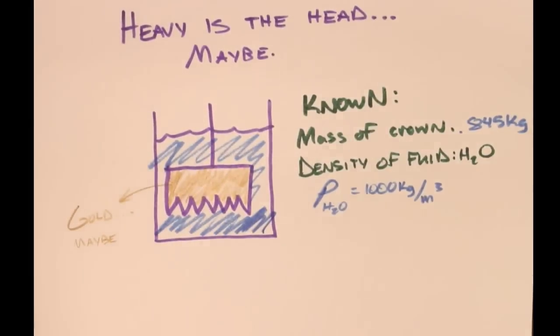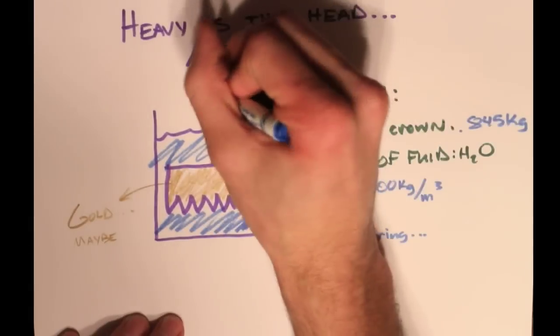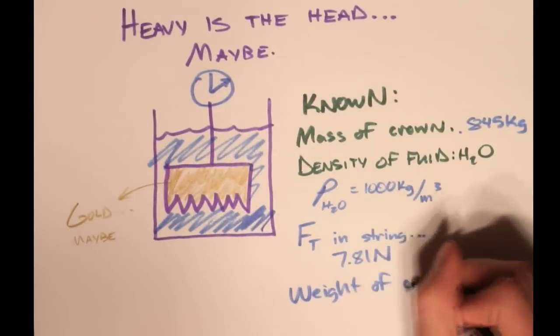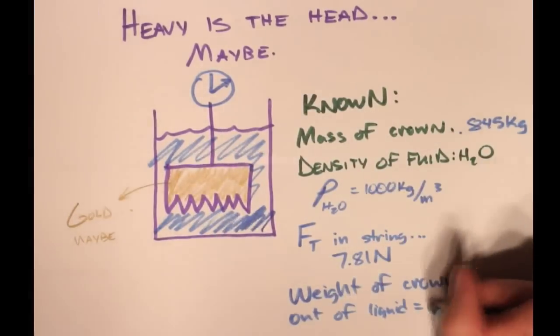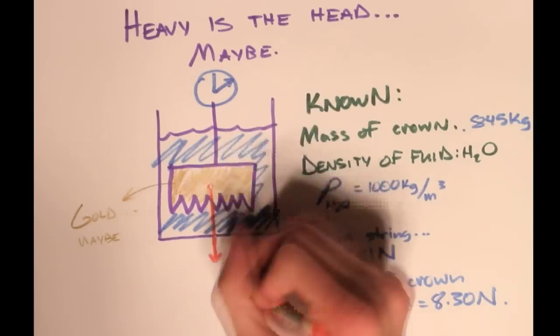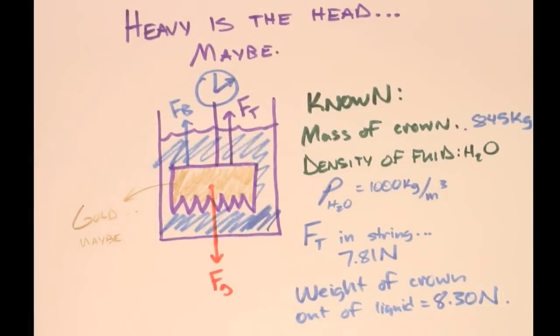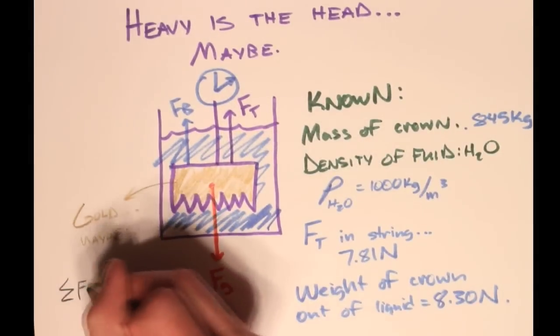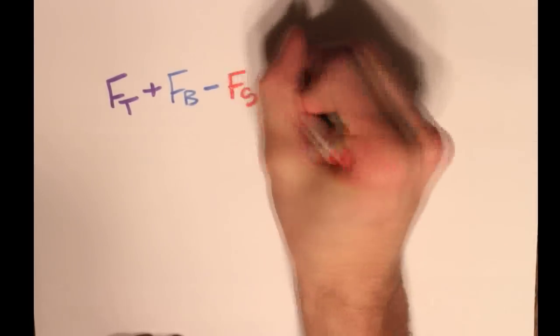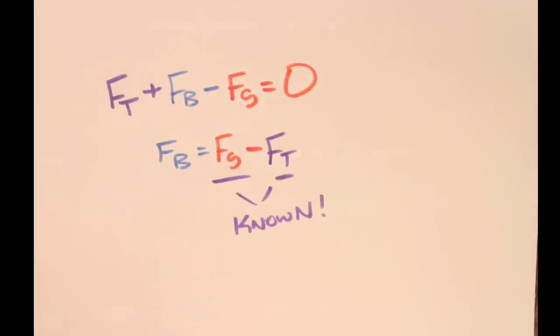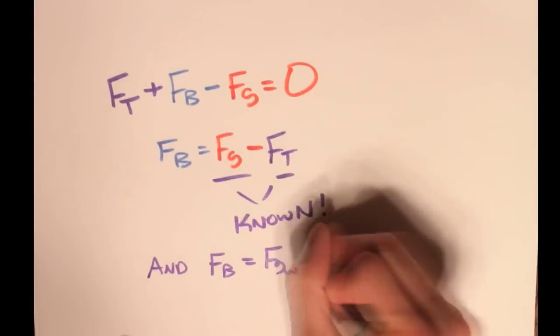Our crown has a mass of about 0.845 kilos. The tension in the string is also measured, about 7.81 newtons. The weight of the crown out of liquid is around 8.3 newtons. Now, if we draw a free body diagram, we have the weight of the crown, the tension force, and the buoyant force. The sum of our forces equals 0. So that would be tension plus buoyant force minus weight equals 0. Solving for the buoyant force, we get weight minus tension. Both of those things are known, so we can calculate the buoyant force.